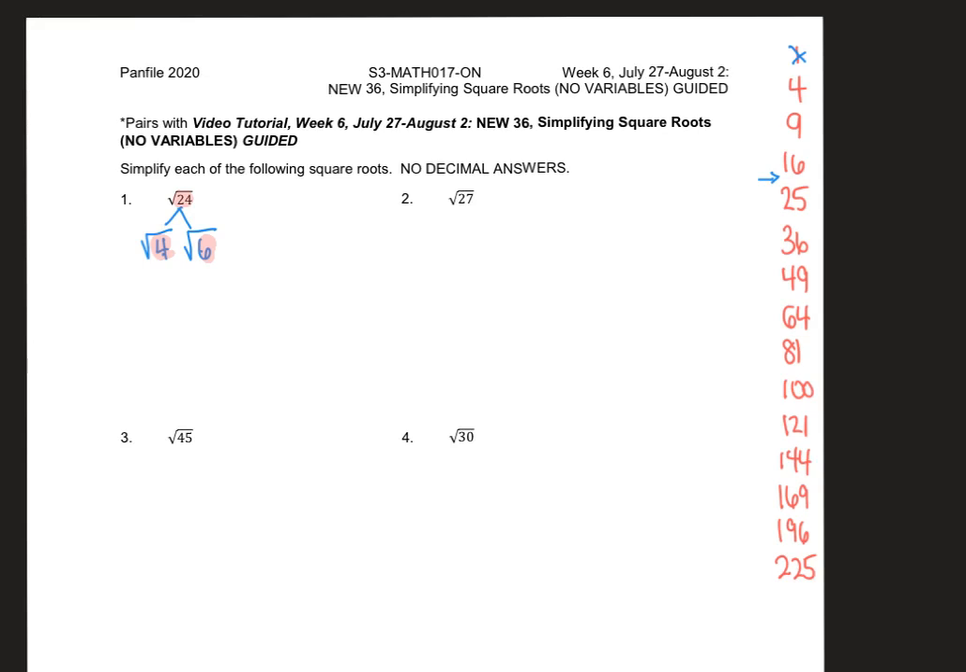And at this point, they're both still under a square root. So if I were to multiply them together, they'd both still be under that square root. So the square root of 4 times the square root of 6 equals the square root of 24. So I can rewrite the square root of 24 as the square root of 4 times the square root of 6, or the square root of 4 square root of 6.